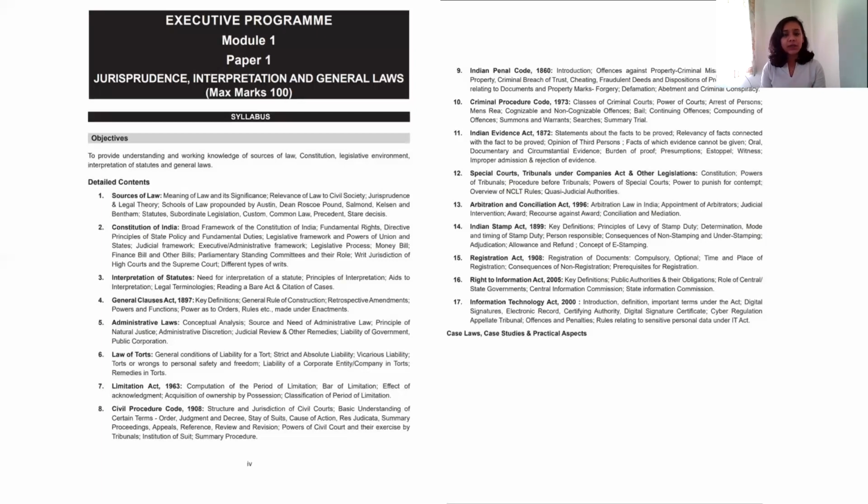Hence, your IPC 1860 is largely a substantive law legislation, or I wouldn't call this a legislation, I would call it a code. Whereas the CrPC, or the Criminal Procedure Code of 1973, is the procedural aspect of the criminal laws. I hope you understand the difference between these civil laws and the criminal laws. Now, moving on, chapter number 11, you have the Indian Evidence Act of 1872.